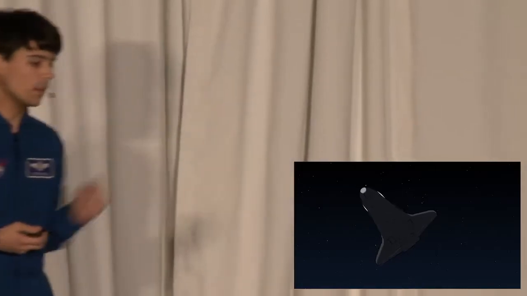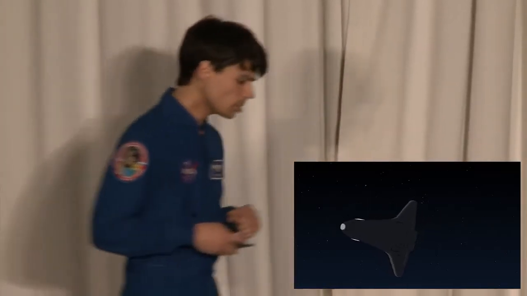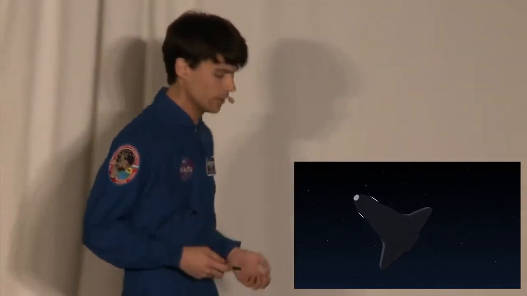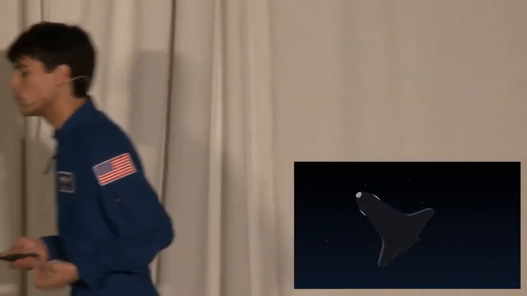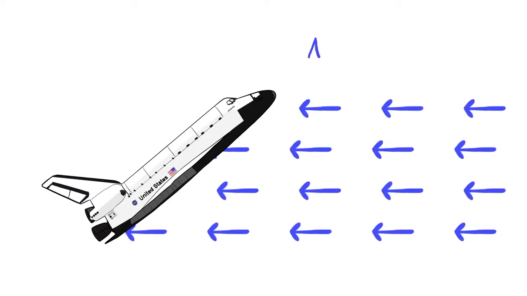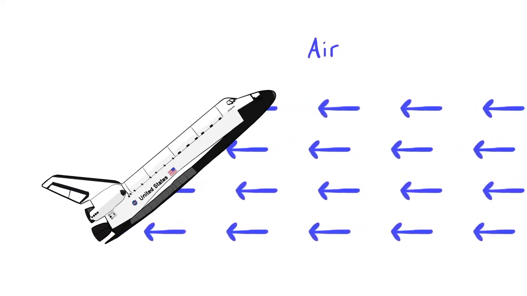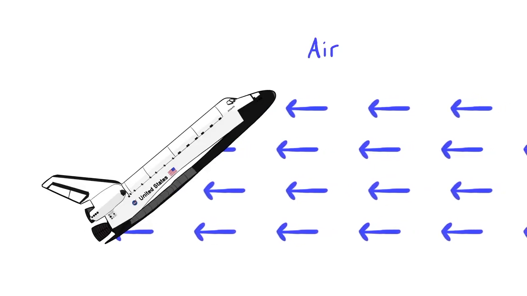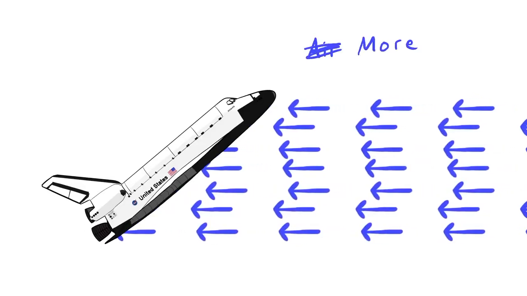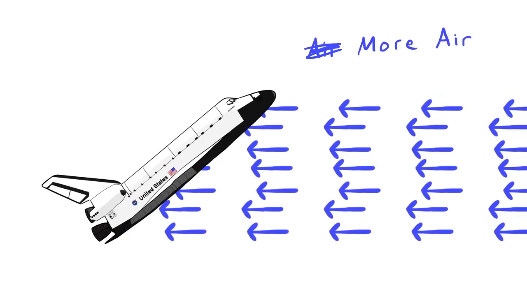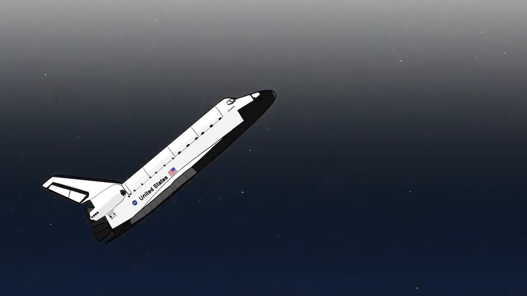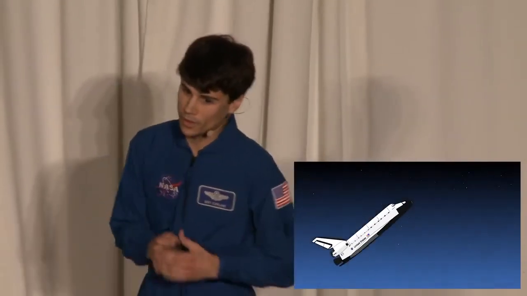So in order to control descent, we figured out that we just need to change our bank angle. But how do we control deceleration, how fast we're slowing down? Well, remember that the whole reason we're slowing down in the first place is because we're running into the air. So if we want to slow down faster, what we really need is more air. And where is there more air? Well, lower in the atmosphere. The atmosphere gets denser as you go down.